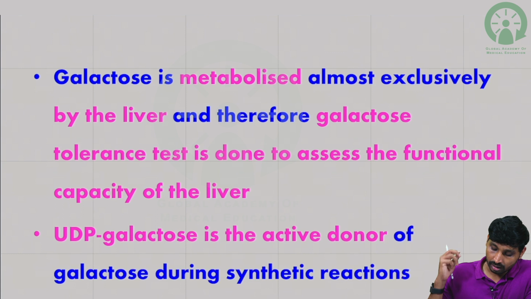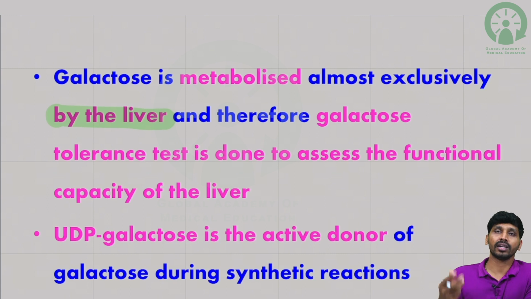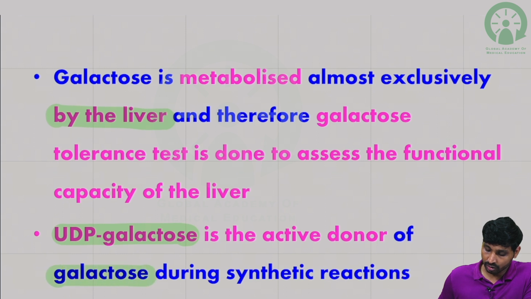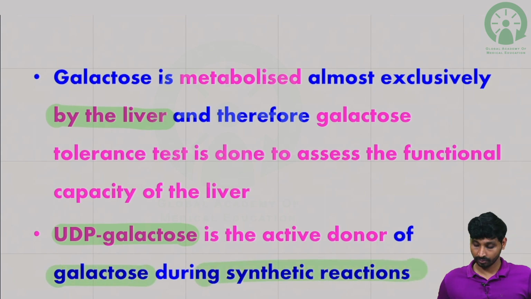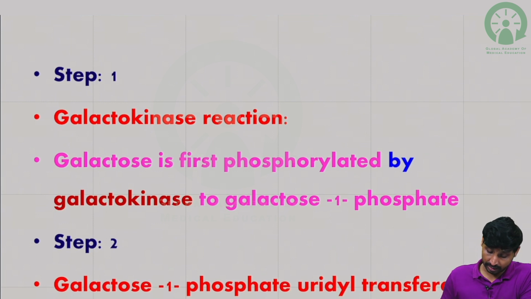Galactose is metabolized almost exclusively by the liver, and therefore the galactose tolerance test is done to assess the functional capacity of the liver. So estimation of galactose is one of the diagnostic uses in checking the healthiness of the liver; it can act as a diagnostic marker for the liver. UDP galactose is the active donor of galactose during synthetic reactions. How UDP galactose is formed, we'll see.